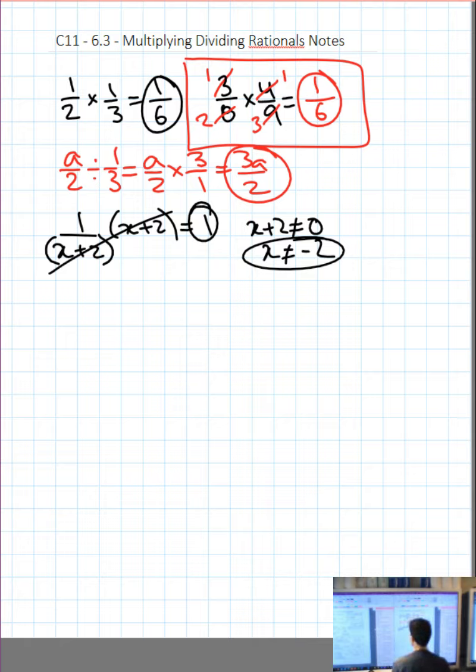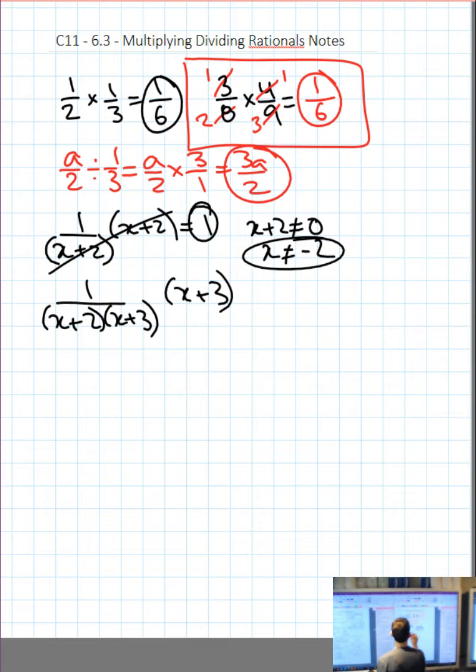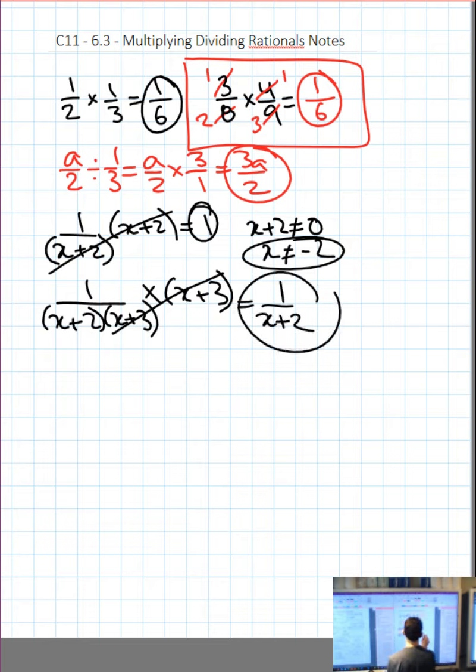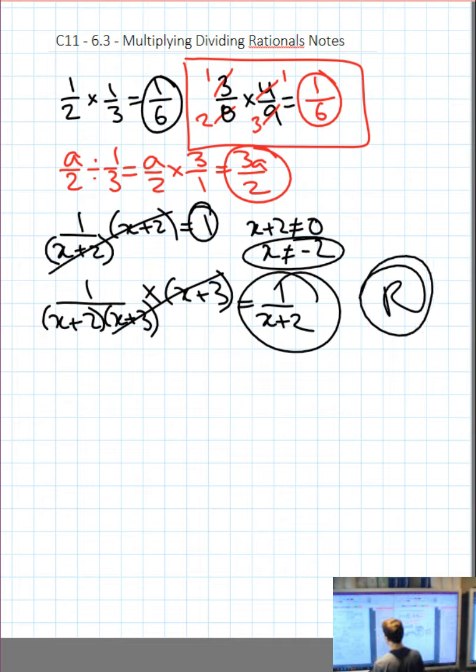So, the example off to the right I'm going to put below is 1 over x plus 2, x plus 3 over 1, times x plus 3. Now, when I'm timesing these things, I want to think: don't actually do it. What cancels? What are we left with? Don't forget to state your restrictions. So again, think what cancels, what are you left with?